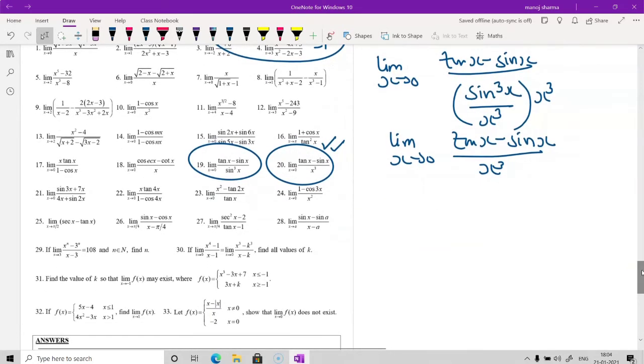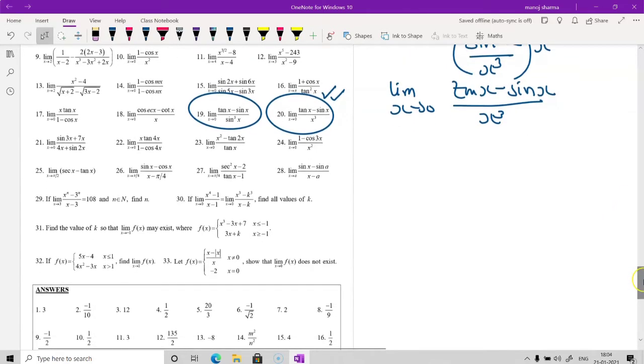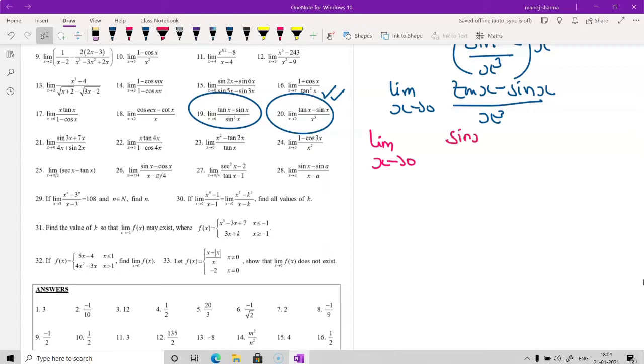Now we have no direct limit because tan x upon x cube, no limit. Sin x upon x cube, no limit. So let's see how to handle this particular question. As we know from the 10th class, tan theta is sin theta upon cos theta. So I am going to write it like this, sin x upon cos x minus sin x, and since space is less, I am writing x cube over here.